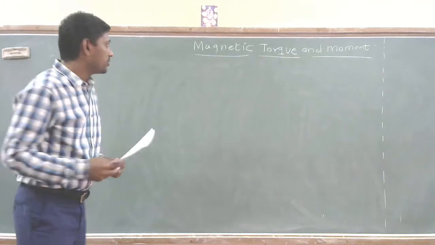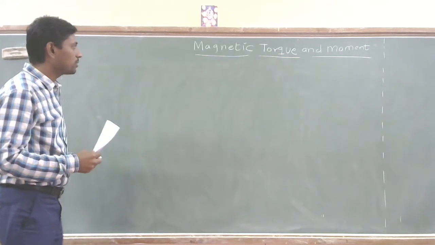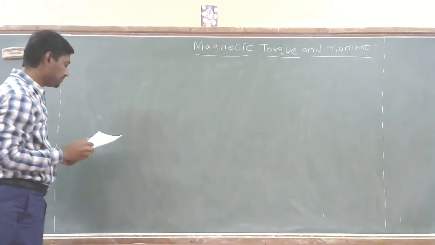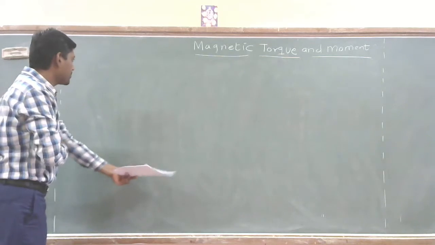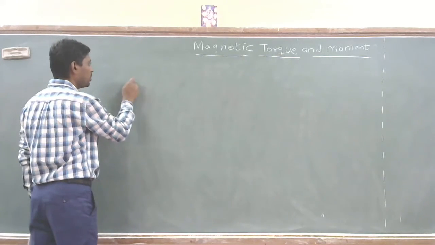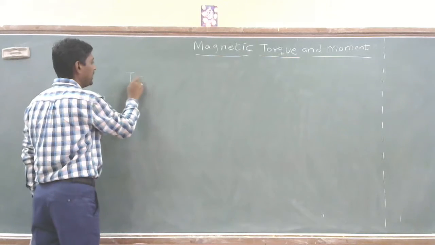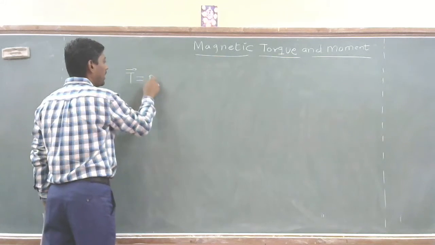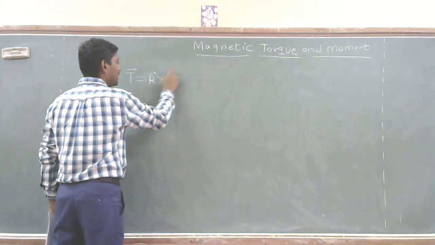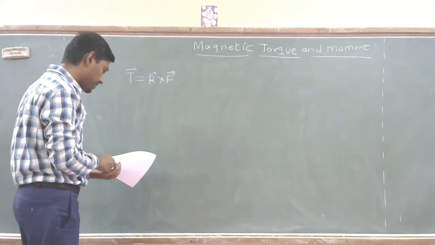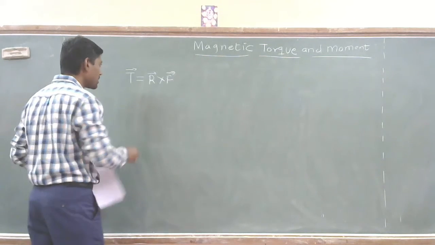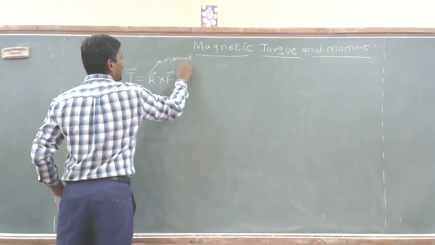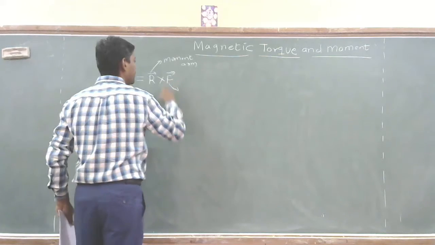So before we try to study about magnetic torque, let us have a quick review about the torque we studied in physics. We know that torque is a vector quantity, which is defined as R cross F, where R is the moment arm, and F is the force we apply.